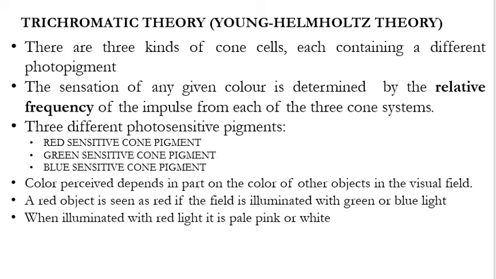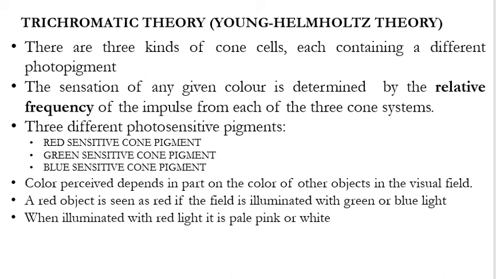So there have been several theories that have come up in order to explain how color comes about. One of them is the Young-Helmholtz theory. These guys say there are three kinds of cones that you have. We've already established that, and each cone contains a different pigment. So the sensation of any given color is determined by the relative frequency of impulses from each of these three cones.